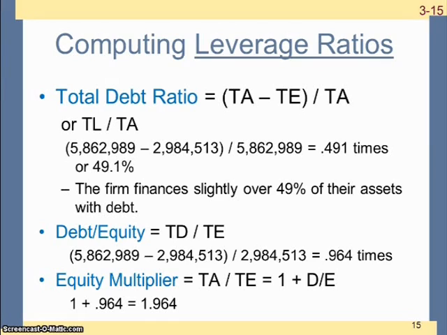A total debt ratio of 49.1% shows that the company finances 49.1% of its assets with debt.